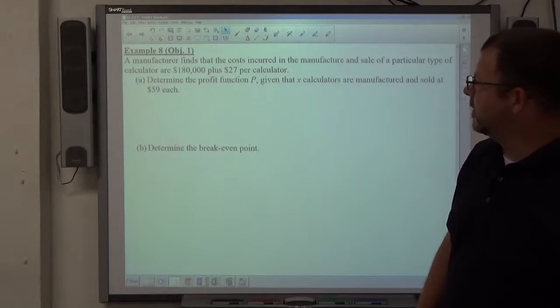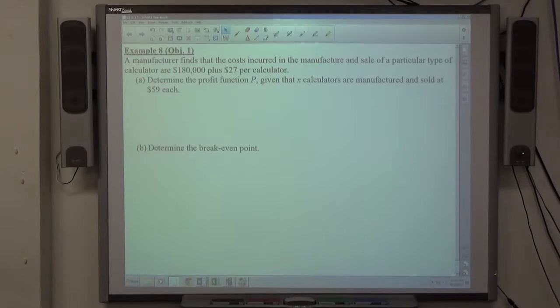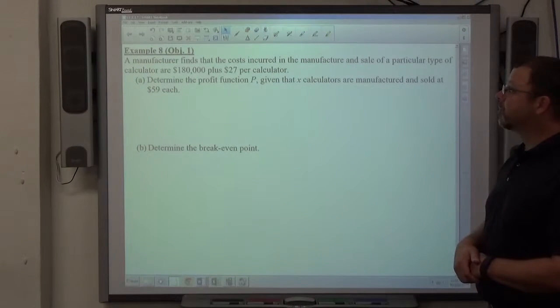Okay, example 8. A manufacturer finds that the costs incurred in the manufacture and sale of a particular type of calculator are $180,000 plus $27 per calculator. Determine the profit function given that X calculators are manufactured and sold at $59 each.